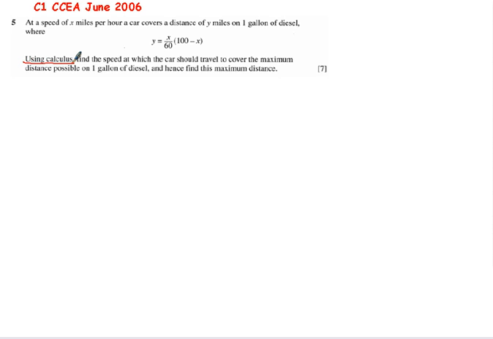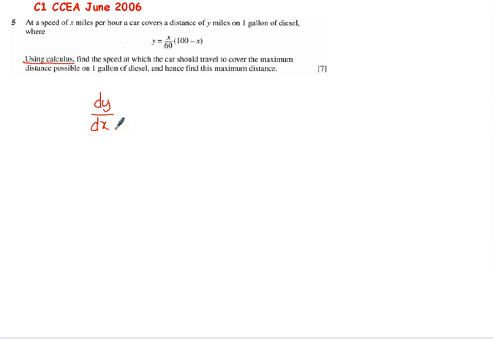Okay, so the distance is given in terms of y, and we want to find the maximum distance. And to find, using calculus, maximum and minimum points, we differentiate. So to find the maximum value of y, we differentiate y with respect to x. So we want to find dy by dx.